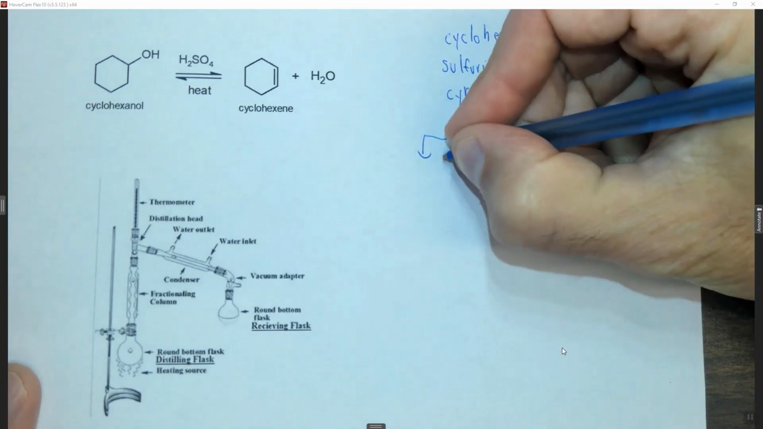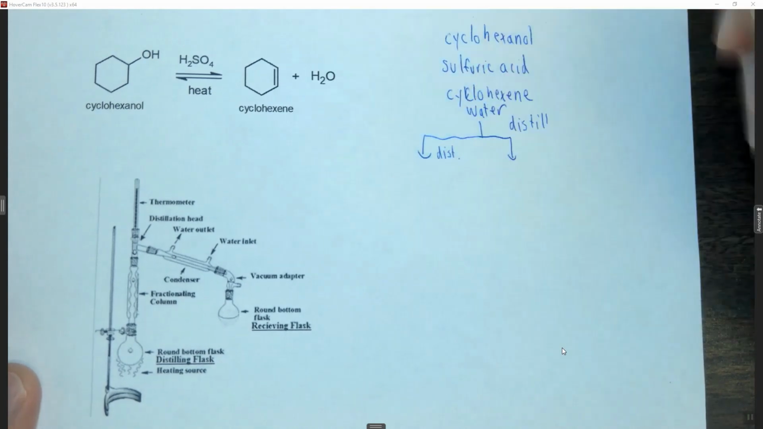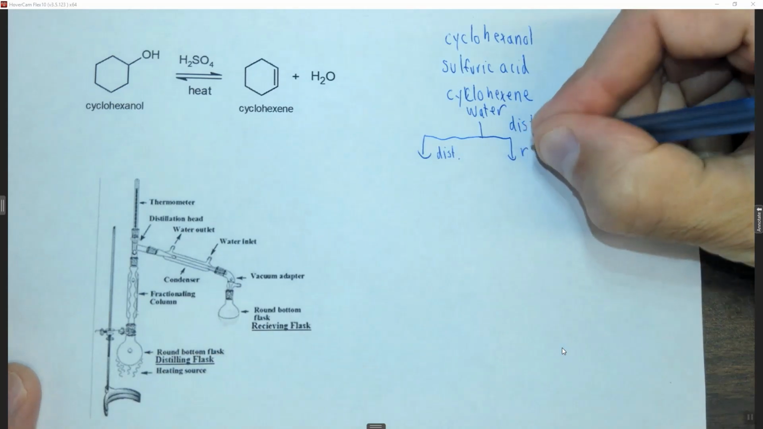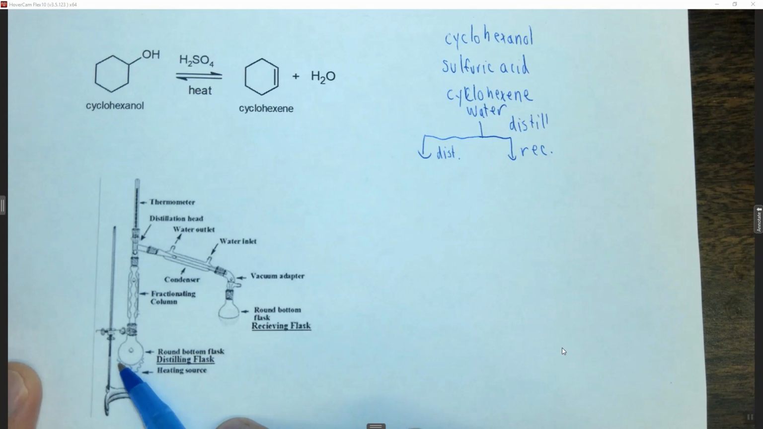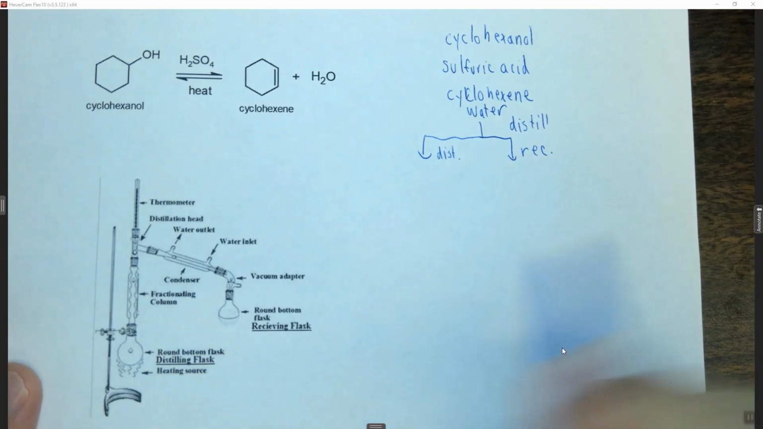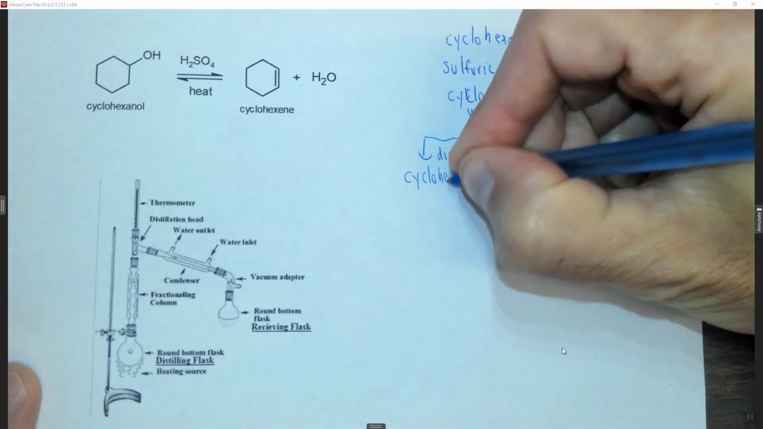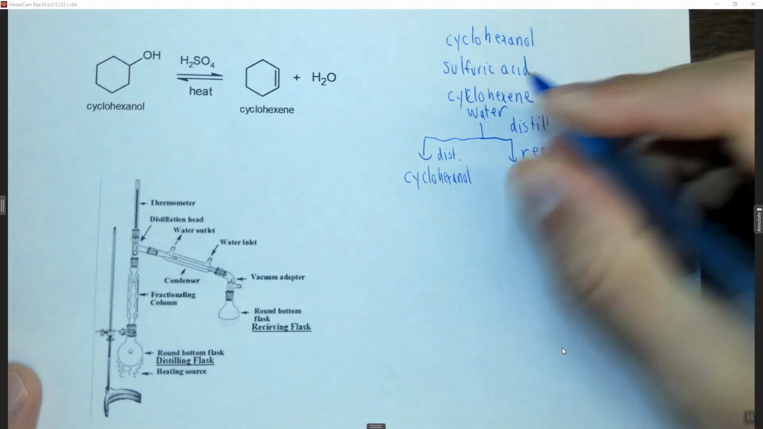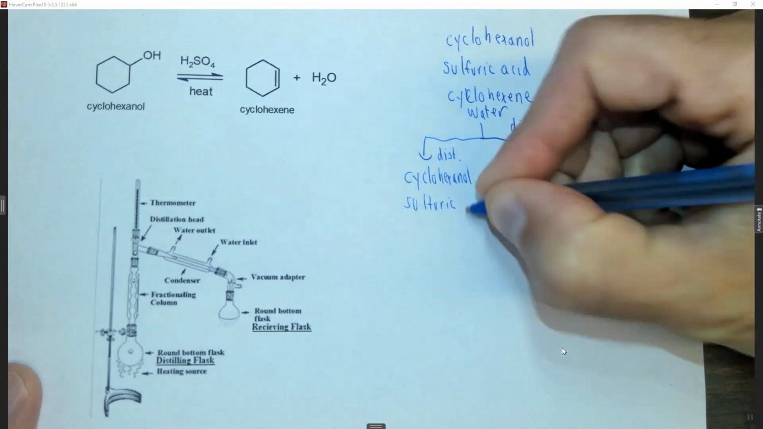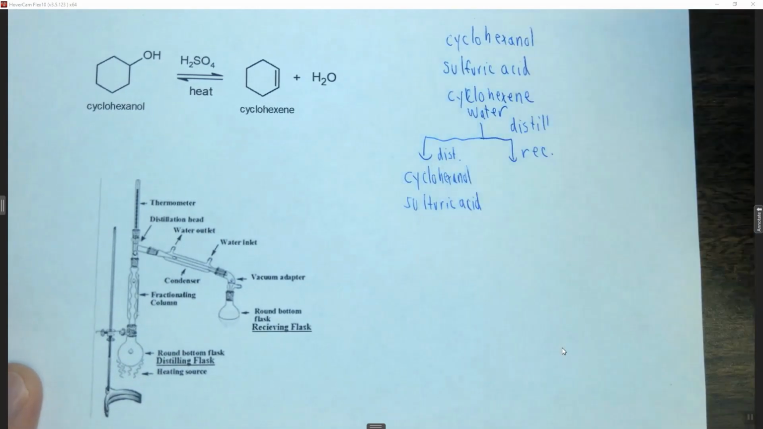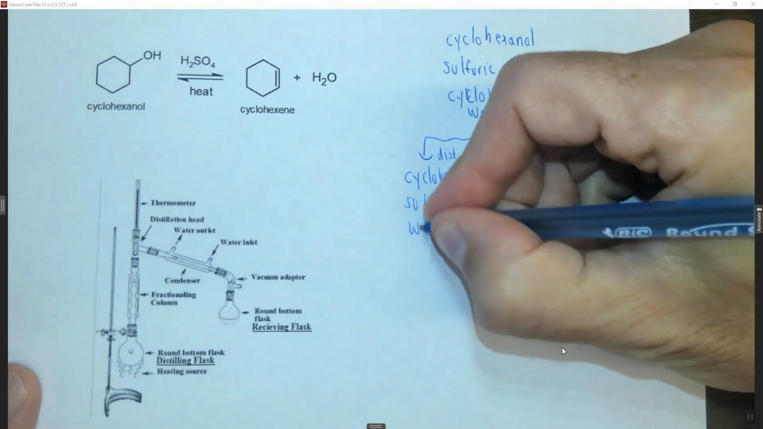And we're going to have 2 flasks in the distillation. We're going to have the distilling flask, which is this one, and we're going to have the receiving flask, which is this one. So what's going to be in our distilling flask? Well, what should mostly be in our distilling flask is any unreacted cyclohexanol, as well as the sulfuric acid, which again is fairly unlikely to go to the receiving flask simply because it has a very, very high boiling point. And we should also have the water.